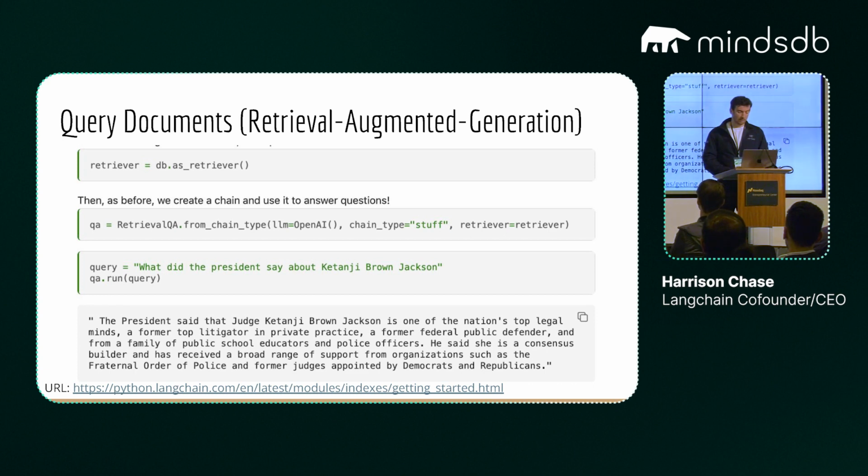And so you pass in a language model. This is the OpenAI language model here. You pass in a way for combining these documents, and you pass in the retriever, and then you can start asking it questions.